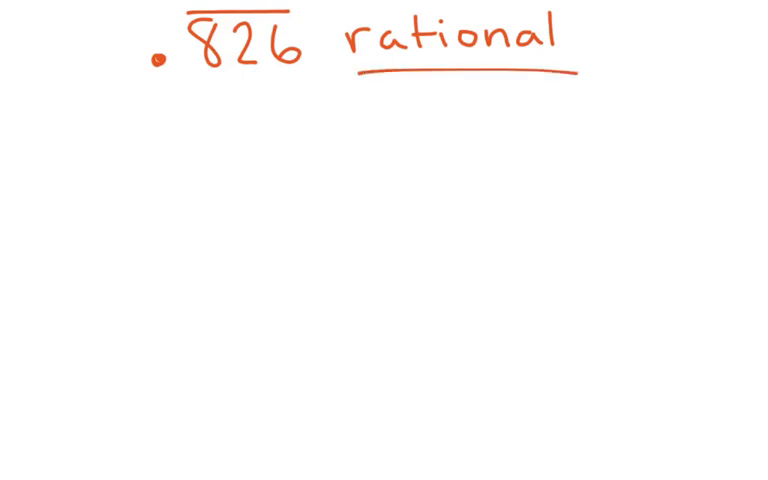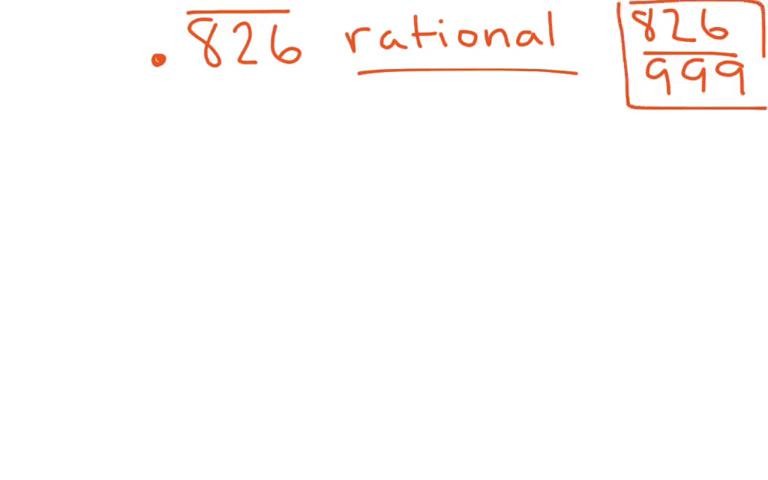Now, based on the shortcut that I told you before, I already know the answer to this problem. It's going to be 826 over 999. The reason why is because there are 3 decimal places that are repeated, so that means there are going to be 3 9s in my answer. So I know that this is going to be my final answer.